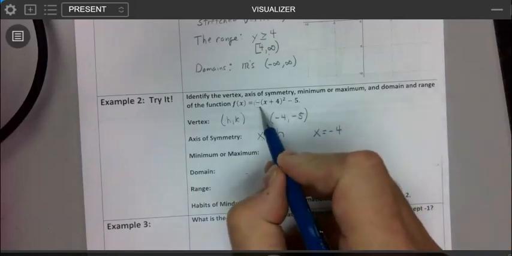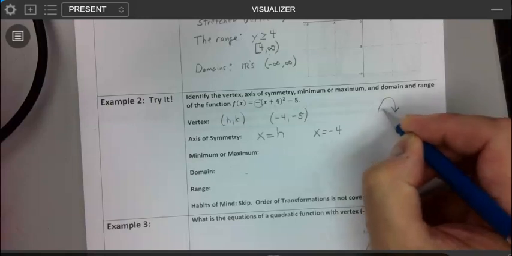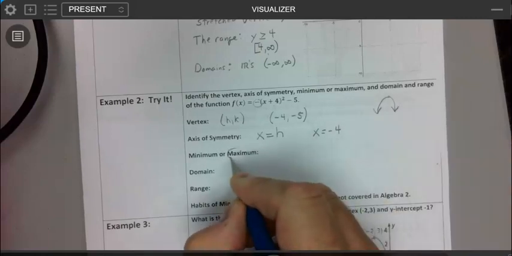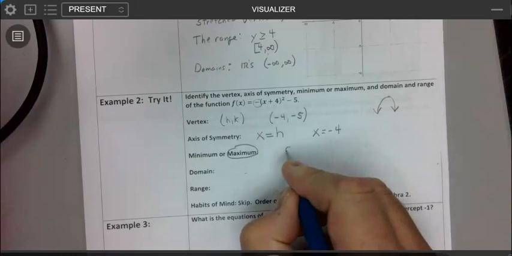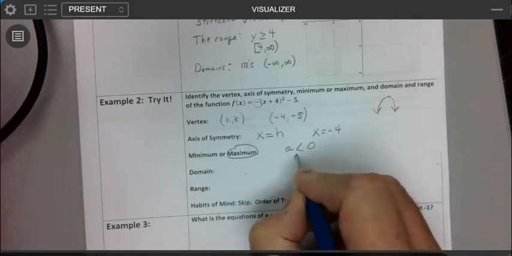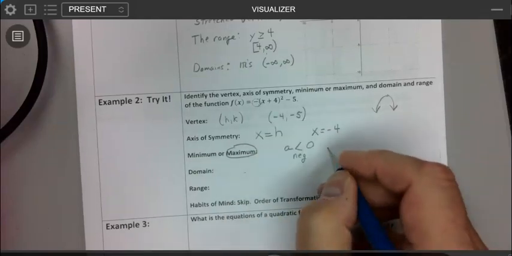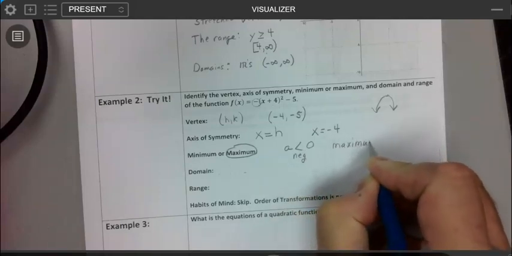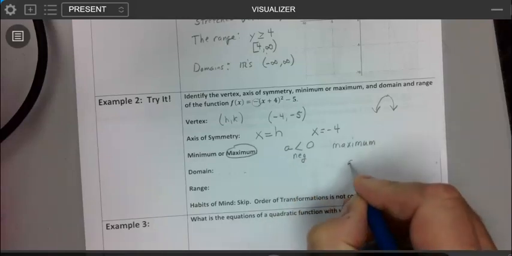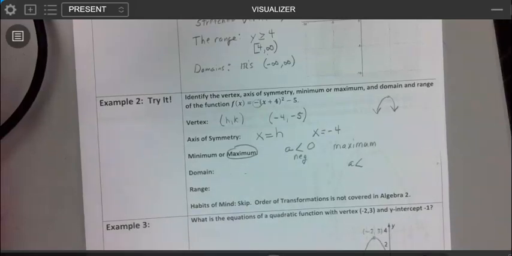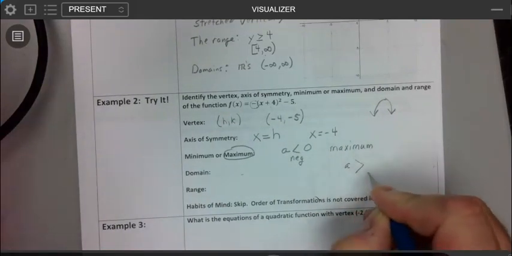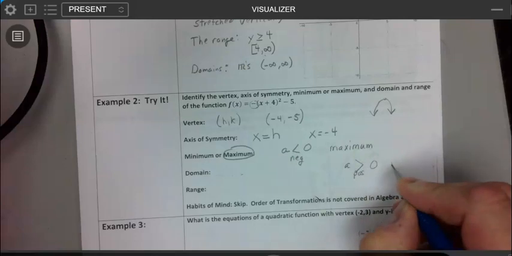Now remember, this is negative, which tells me it's going to look something like this. It's going to open downward. So my vertex, this thing here, is going to be a maximum. So when a is less than 0, which means a is negative, in this case it was -1, your vertex is going to be a maximum. And just like this one, when a is greater than 0, or positive, it will be a minimum.